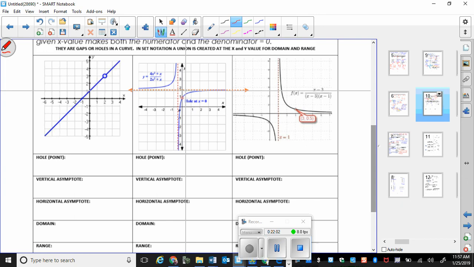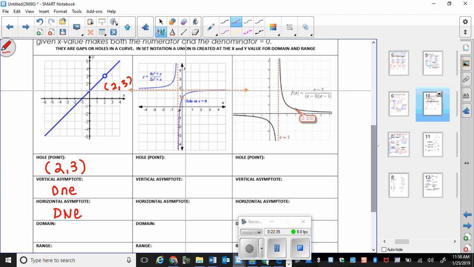So the first graph I give you is a straight line. It definitely has a hole. It has a hole right here at right 2, up 3, so at (2, 3). The hole is at (2, 3). Does it have a vertical asymptote? Does it have this place that it's approaching but never touches? There does not exist. Does not exist either. The horizontal asymptote does not exist.